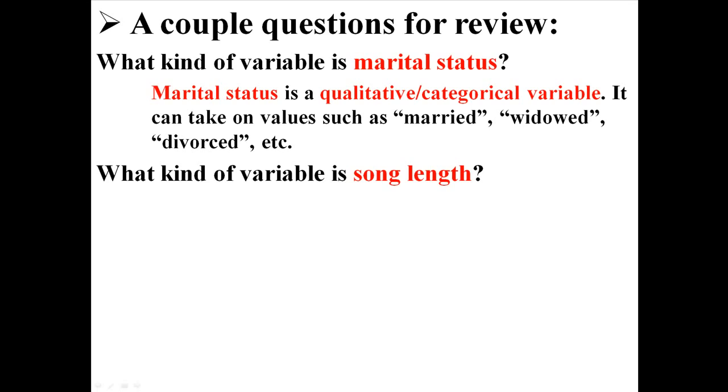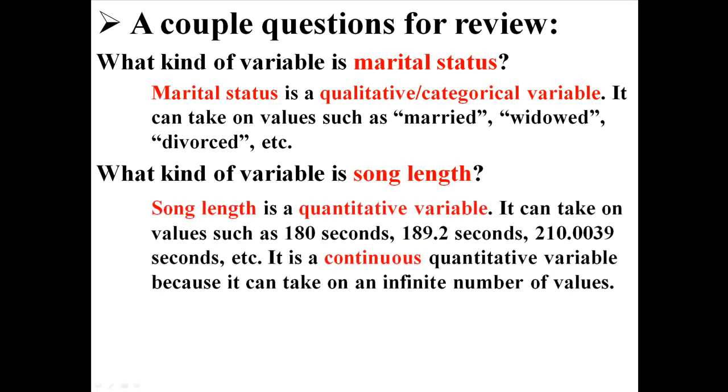Now, song length, what kind of variable is song length? Song length is a quantitative variable. It can take on values such as 180 seconds, 189.2, 210.0039, which also makes it continuous because it can take on an infinite number of values.